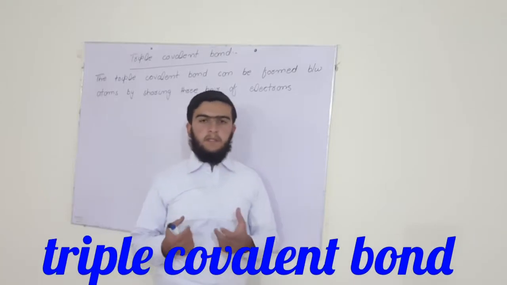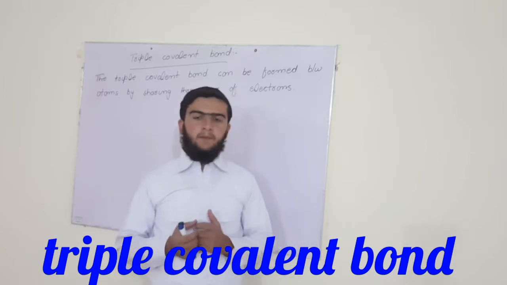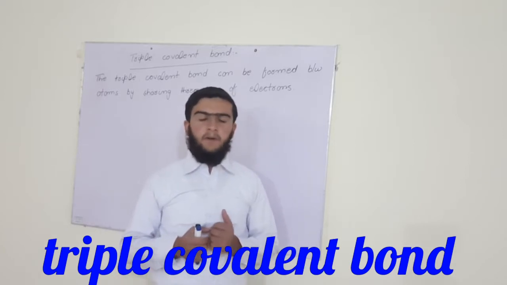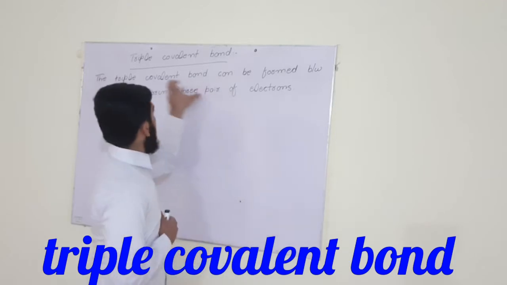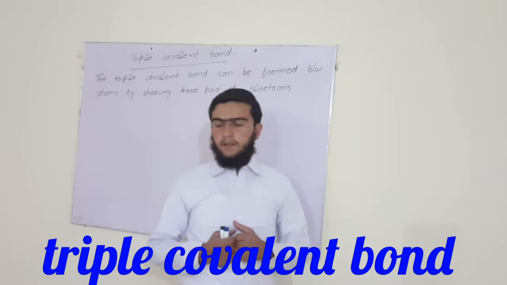Assalamualaikum dear viewers, today the topic is about triple covalent bond of chemistry, and I want to explain with you what is triple covalent bond and how triple covalent bond can be formed between two atoms. The triple covalent bond can be formed between two atoms by sharing three pairs of electrons.